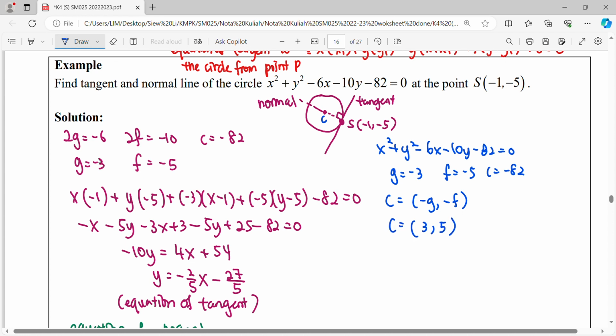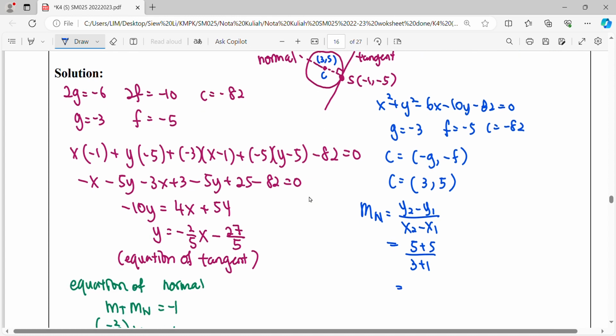So once we know this center is (3, 5), then we can start calculating the gradient of the normal. The formula to calculate gradient is y coordinate 2 minus y1, over x coordinate 2 minus x1. So we can find these two gradients first, the gradient between these two points, which is the gradient of the normal. So y coordinate minus becomes positive, then x coordinates minus becomes positive. So 10 over 4 gives you 5 over 2.